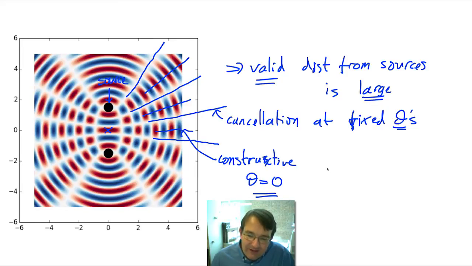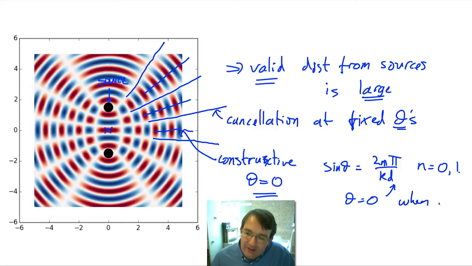Remember, we had it that sine theta was going to be equal to 2n pi over k times d, and one of the values for n was going to be 0, and so that would mean that theta equal to 0 is one of the solutions when n is equal to 0. And again, that's borne out. So our prediction matches this calculation here. So let's see if that's actually what happens in real life when we add two sources together.